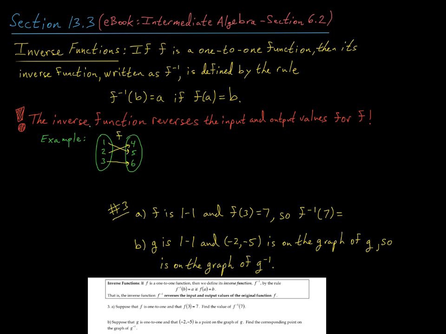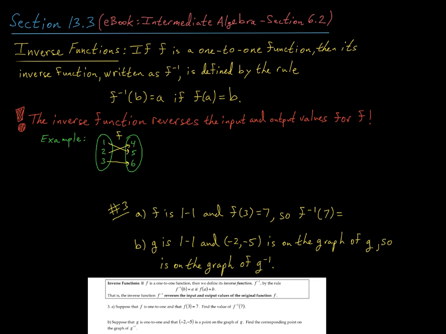So put another way, what the inverse function is doing is it's reversing the input and output values for the function f. You see that the original input here is a, and that becomes now the output for the inverse function here. And then the original output here is b for f. That becomes now the input for the inverse function.